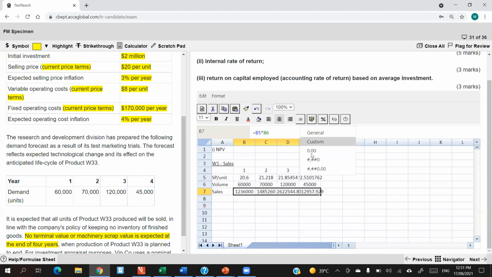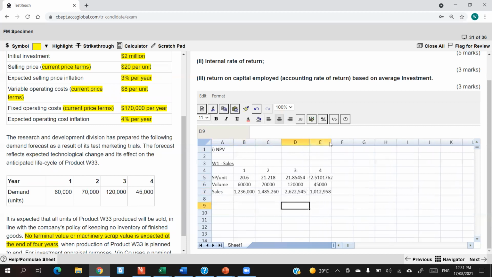And we are going to just present it better. So this will put a separator and remove the decimals. So here are your 4 years worth of values of the sales now computed.